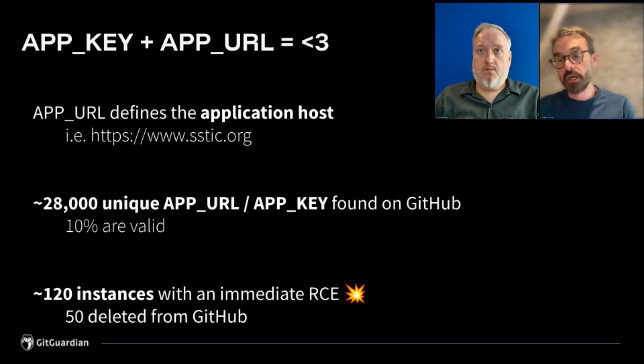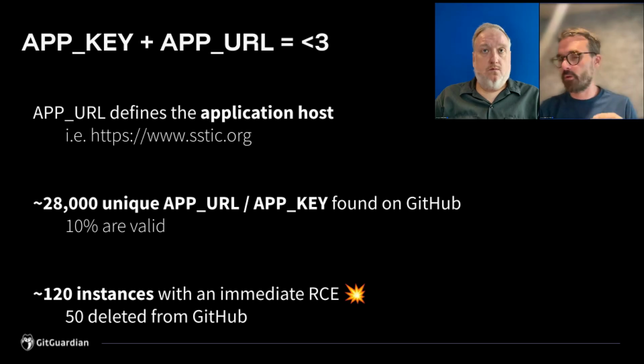We detect app key, and when it's possible, we also detect app URL and do the live scanning and the live detection. And since 2018, we managed to find close to 30,000 app keys and app URLs leaked at the same time. 10% are still valid today, which is really, really huge. And 120 are still vulnerable to remote code execution.